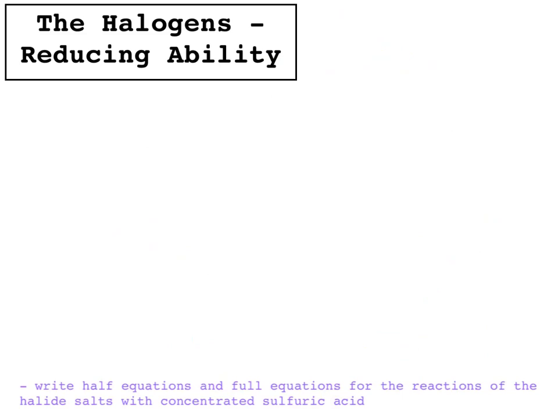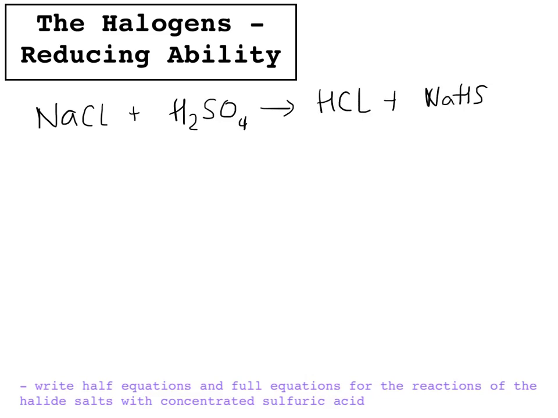So finally, we need to be able to write half equations and full equations for these reactions. So the first reaction between chloride ions and concentrated sulfuric acid, as I said, was just a displacement reaction. And so you just get NaCl plus H2SO4, and that makes HCl and NaHSO4. So you've got hydrogen chloride and sodium hydrogen sulfate. And as I said, that's not a redox reaction, so you can't write two half equations for that.